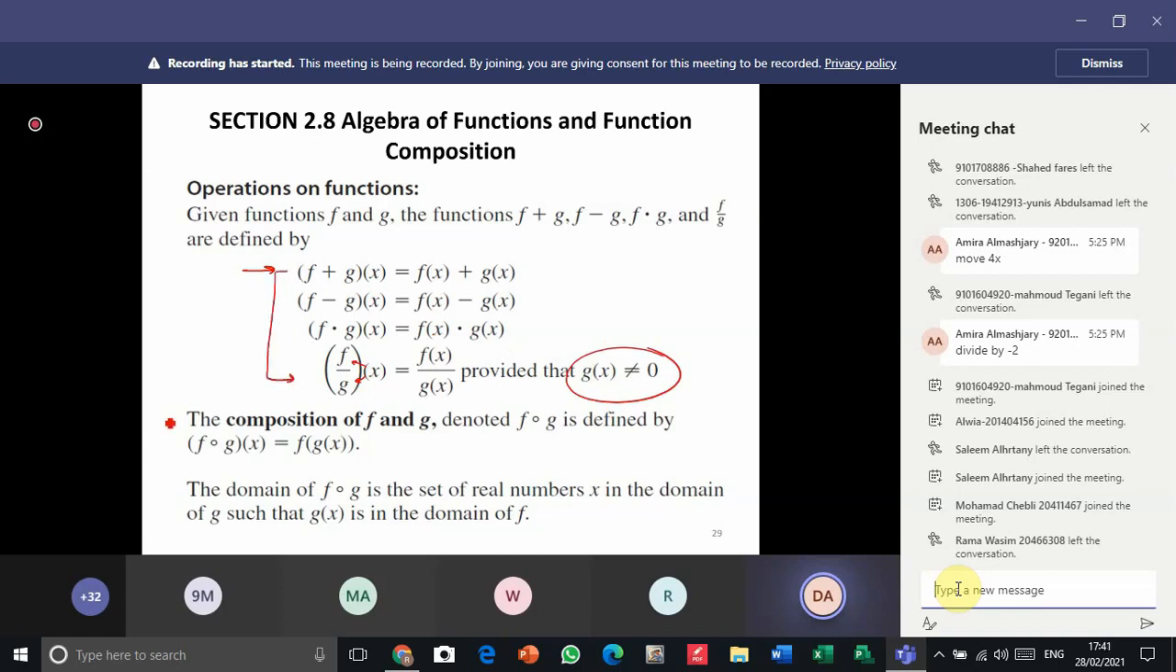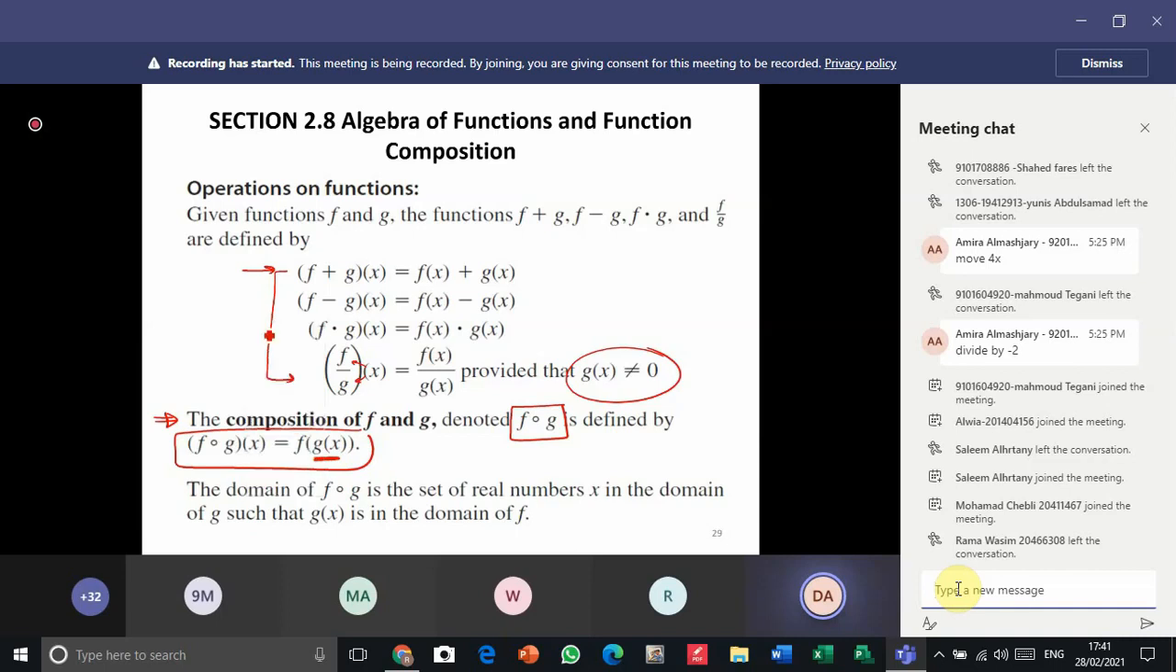We have another operation, which means composition of functions. Composition of f and g is denoted by f composite g. This is called f circle g or f composite g. This means we need to substitute g inside the f. This is the formula. We need to substitute g inside the f.